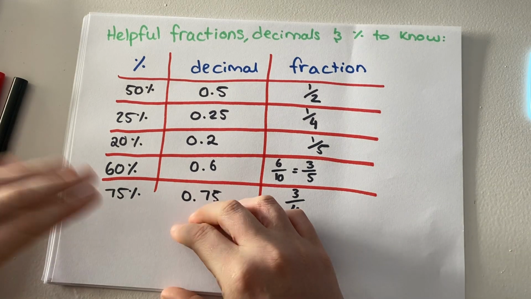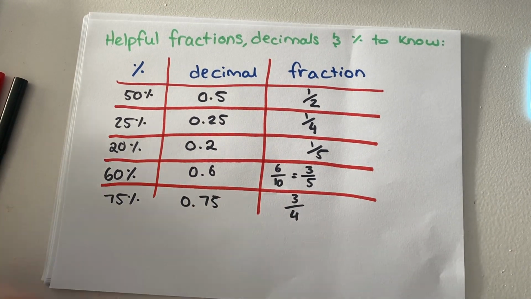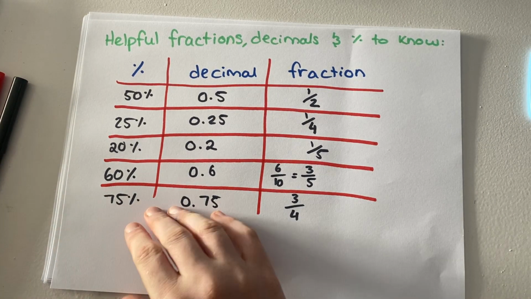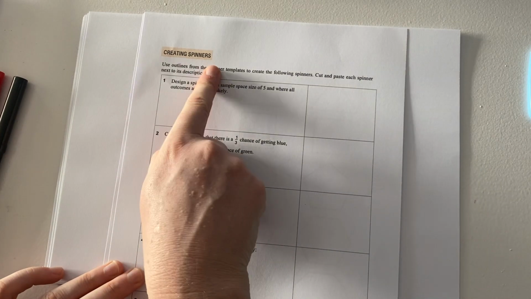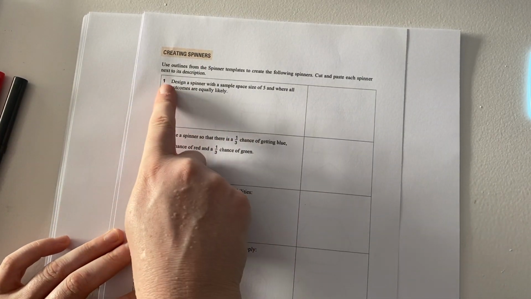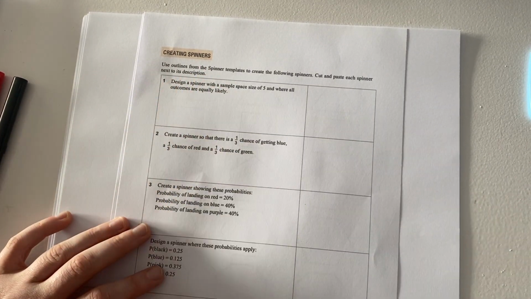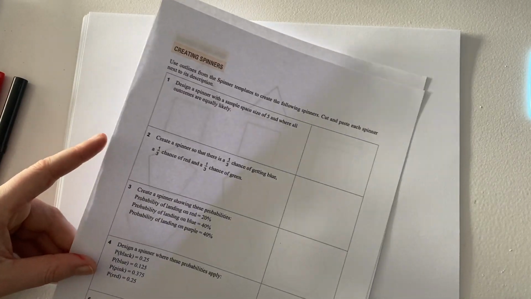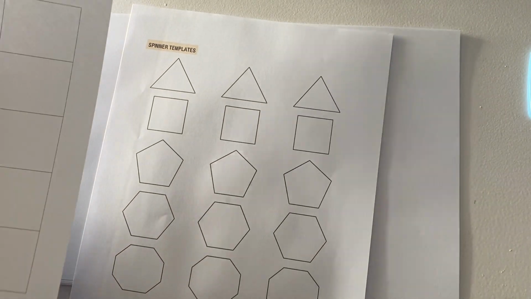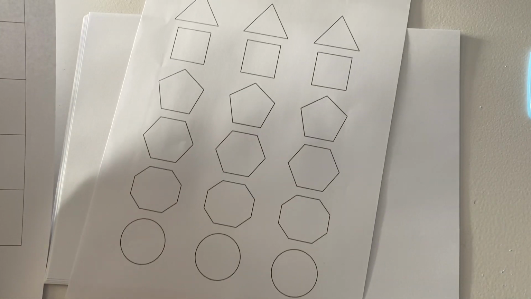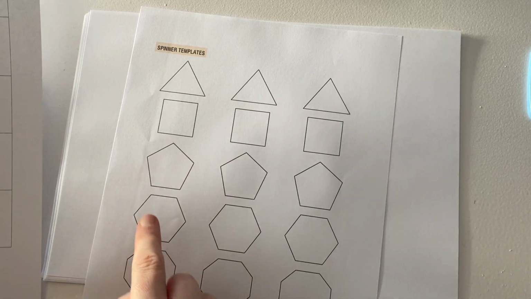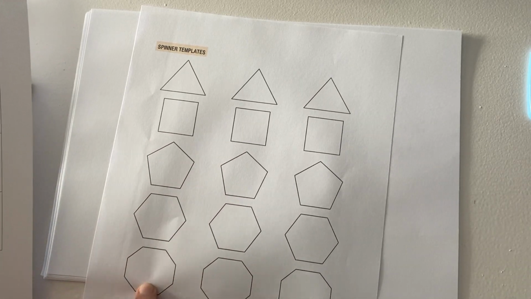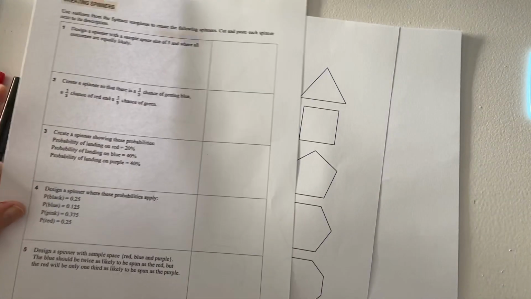The one last thing I want to do for this video is explain the worksheet you're going to do. So one of the worksheets you've got to do is titled Creating Spinners. Okay, so it says use outlines from the spinner template to create the following spinners. The spinner template's the second page here, and if you look, it's got a bunch of shapes. So you've got triangles, squares, pentagons, hexagons, can't remember its name, and circles.